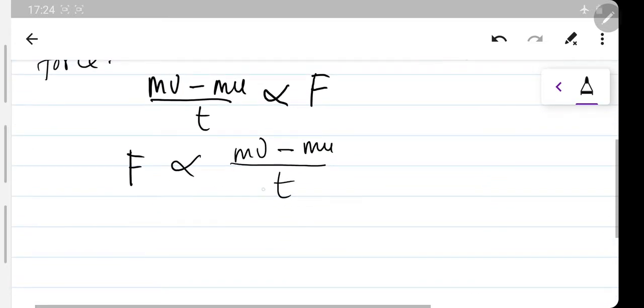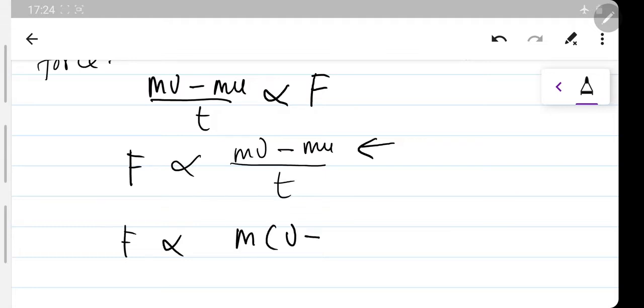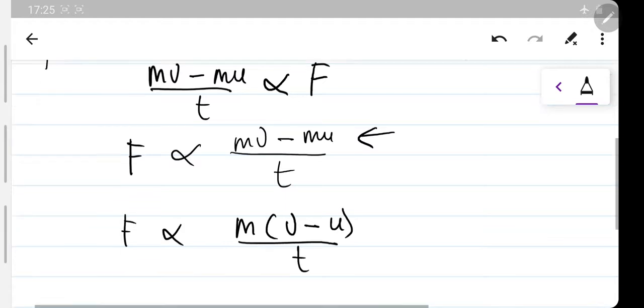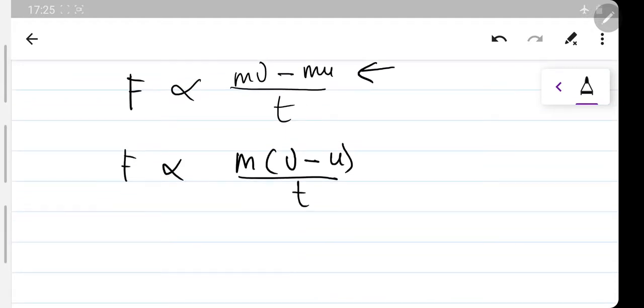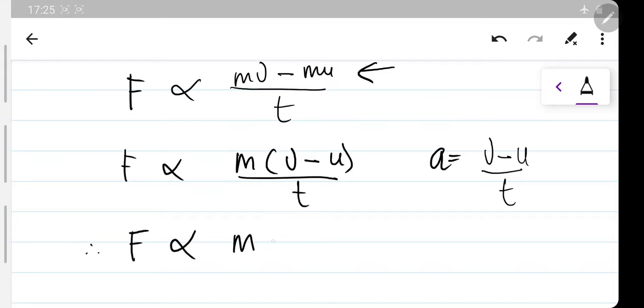Alright, if we factorize this part, we have m times v minus u over t. If we still remember, acceleration equals v minus u over t. So therefore, we can define force directly proportional to ma. Alright, so that is how we come up with F equals ma.